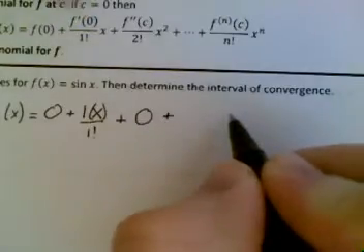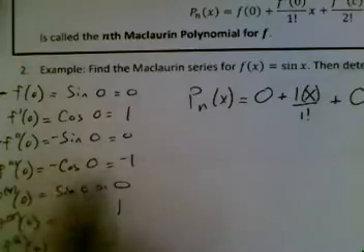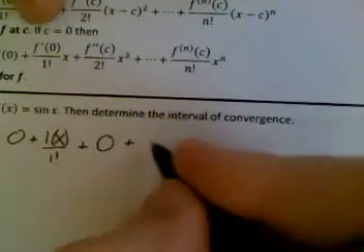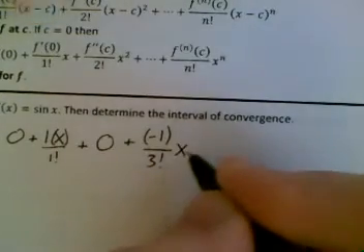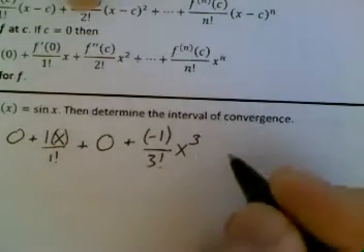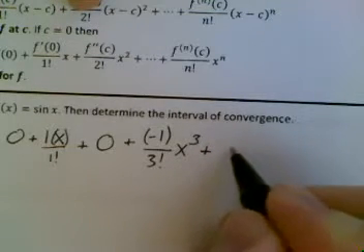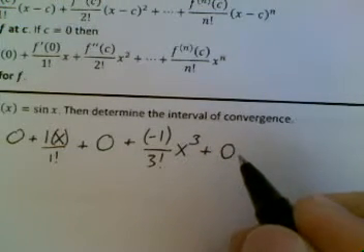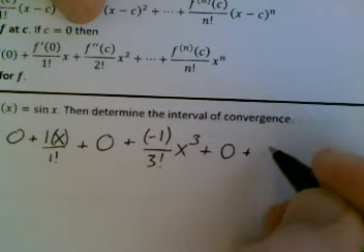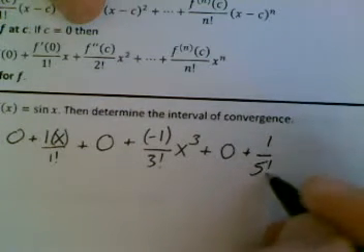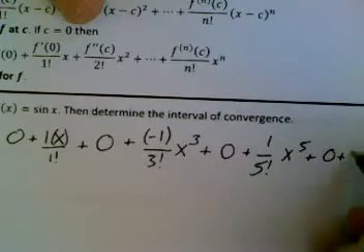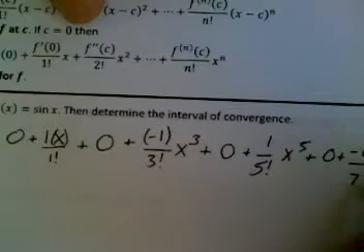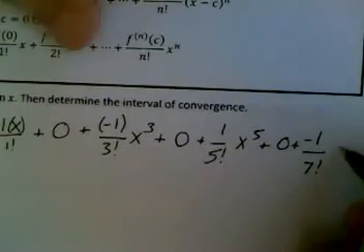Plus, now my third term will be a negative 1 for the derivative piece. So it's going to be a negative 1 divided by 3 factorial, times x minus 0 to the power of 3. Plus the fourth term, which becomes 0. Again, every even derivative becomes 0. Then it's plus a positive 1 over 5 factorial times x to the fifth. Plus a 0 again, plus, and then I repeat the negative 1, that's going to occur with x to the seventh.